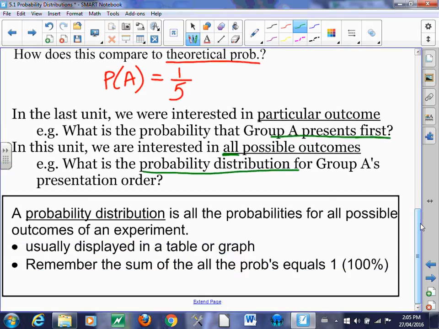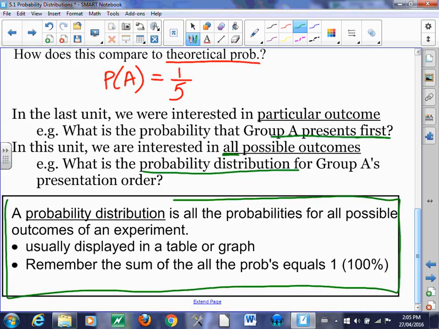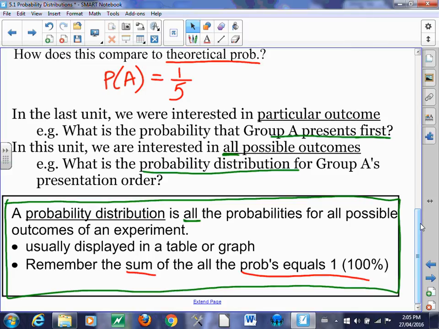Okay, so here's probability distribution, guys. Please make sure you got this boxed and that you've got it highlighted. A probability distribution is all of the probabilities for all possible outcomes of an experiment. It's usually displayed in a table or a graph. And remember that the sum of all the probabilities equals 1. That tells you it's a check to make sure you've done your numbers correctly.